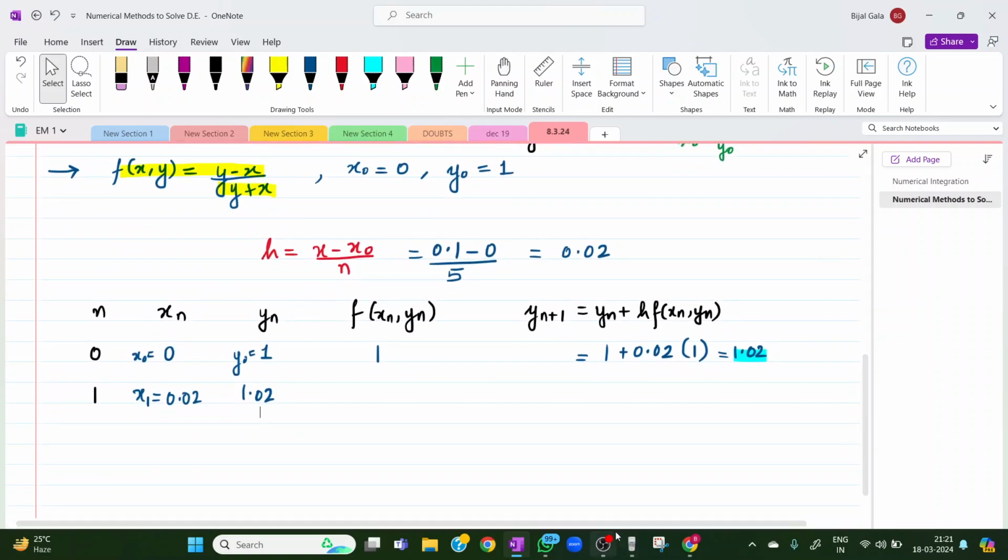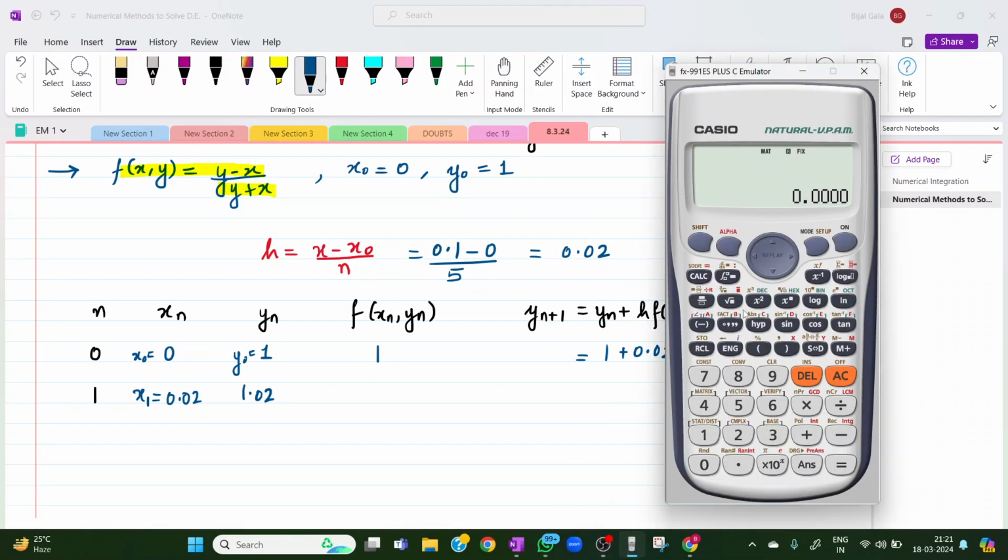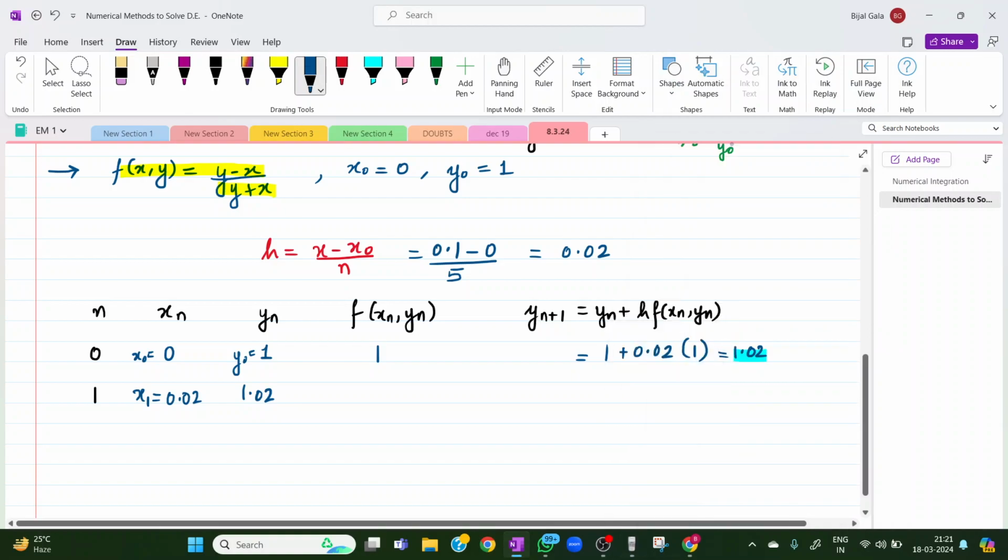Okay. In the formula of f, let's substitute the numerator as 1.02 minus 0.02, and this entire thing, which is of course 1, I will be dividing by the denominator 1.02 plus 0.02. So the answer is 0.9615. My calculator is fixed at 4 decimals. 0.9615. Did every one of you also get the same value?